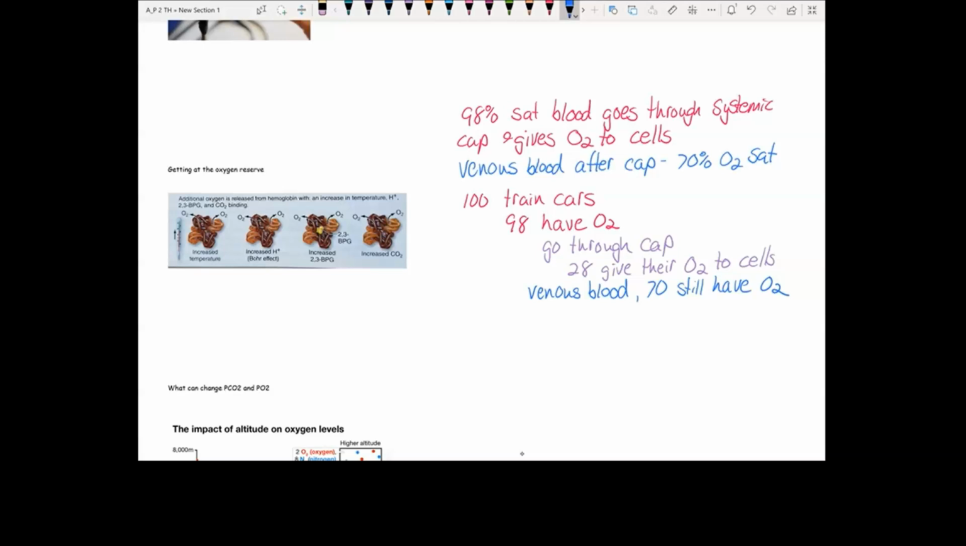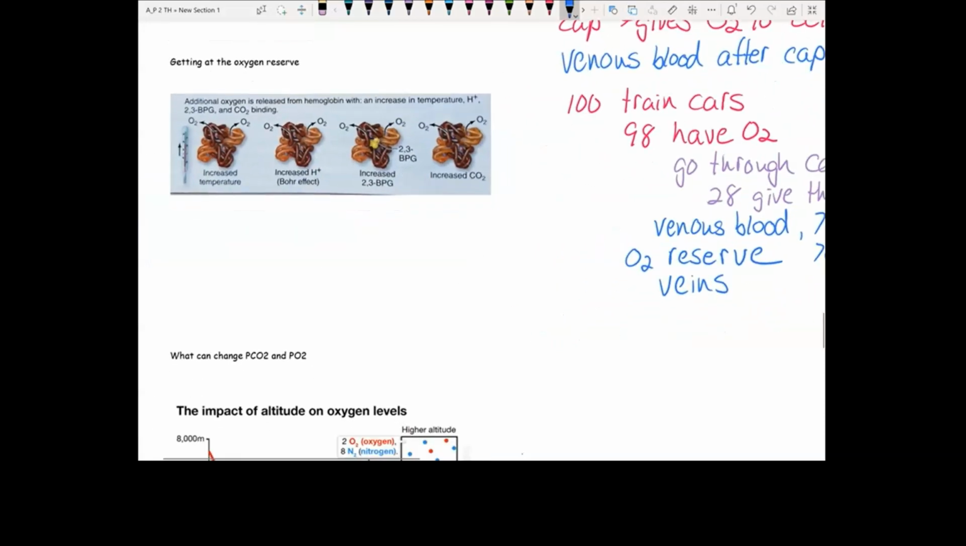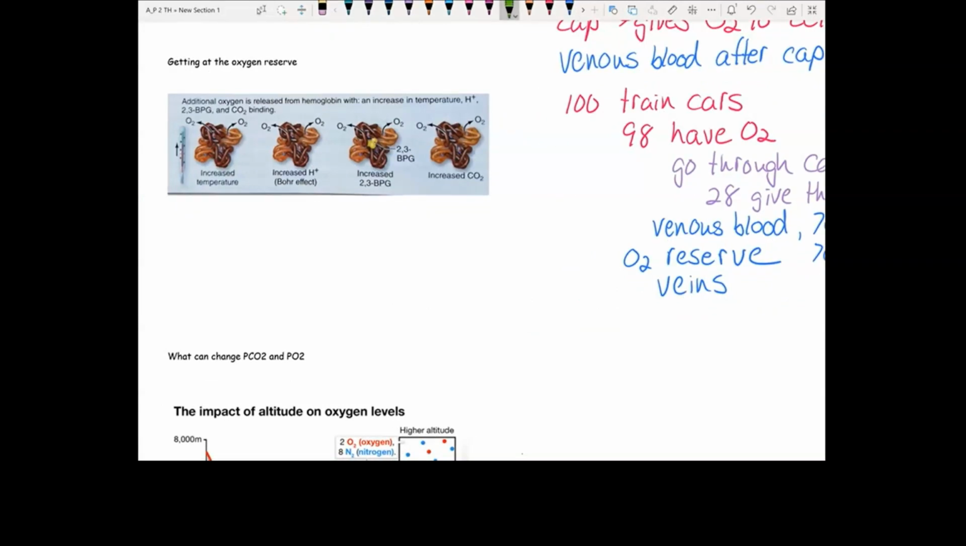But when you exercise or you have a fever or something else going on in your body, you need more oxygen. So this 70 that you still have is called your oxygen reserve. You never want to just give away all of the oxygen and have your blood be empty of oxygen. You always keep a cushion or a backup. So the oxygen reserve is that 70% oxygen saturation in your veins. You can use some of that when you need it. So this picture is showing how you get that oxygen reserve.